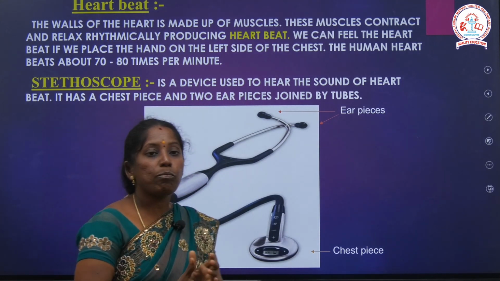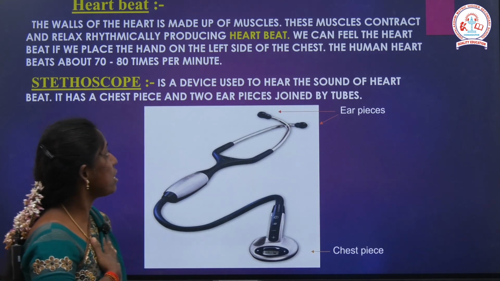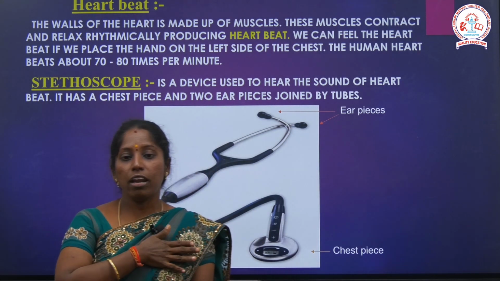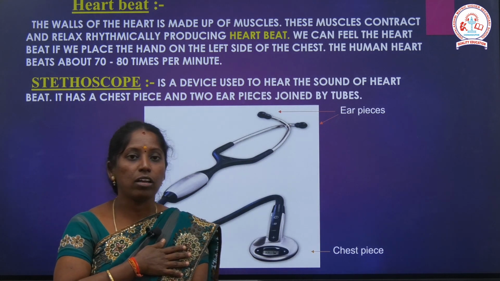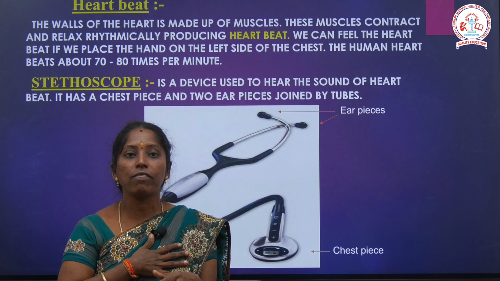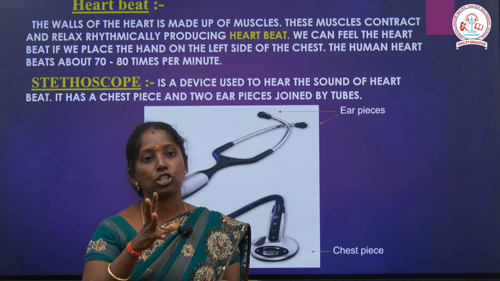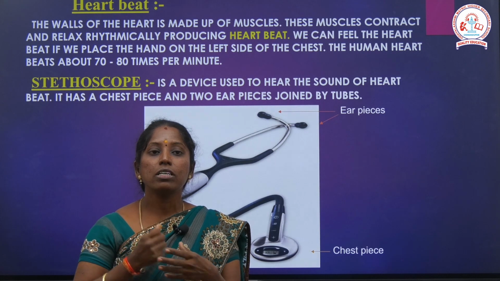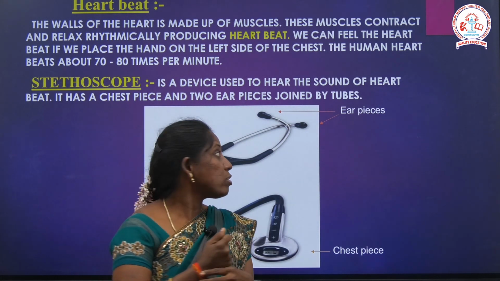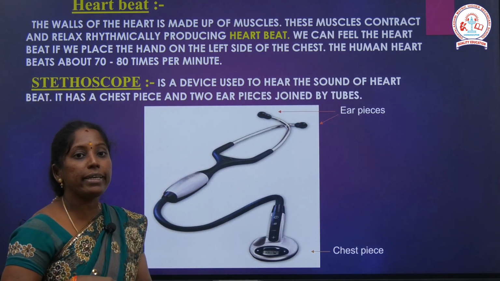Another important thing: how can you test the heartbeat? We know where the heart is. It is present in the left chest. The walls of the heart are made up of muscles only. It contracts and relaxes rhythmically, producing a sound that we call the heartbeat. The heartbeat is about 70 to 80 times per minute.